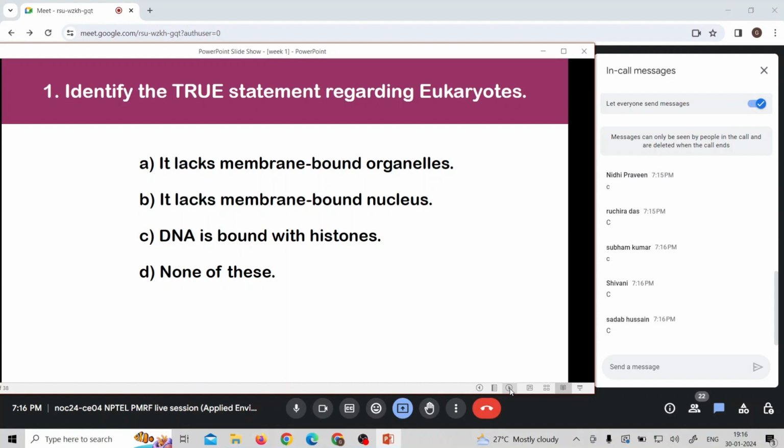Okay. As most of you have told, let's see the answer. It is C. There are a few more questions that will go with this topic, so for now I'll proceed with the next question.